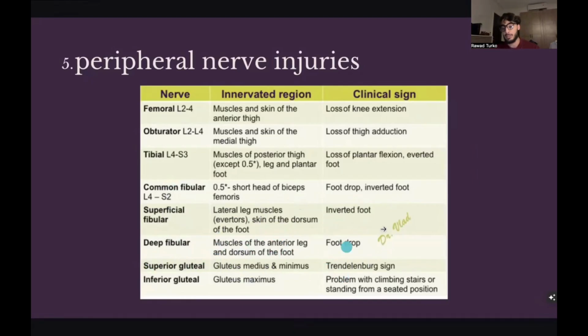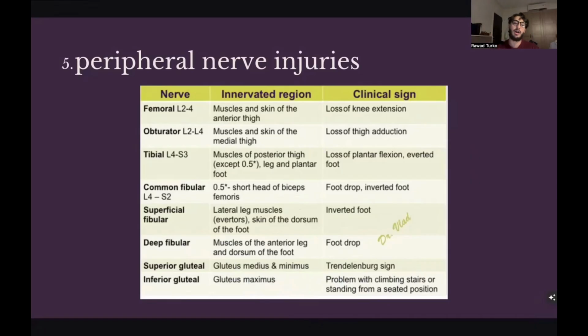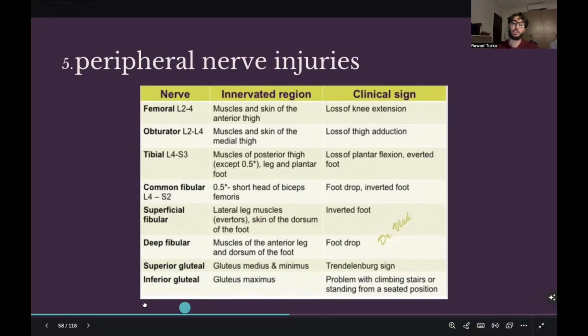All right, superior gluteal nerve is responsible for the gluteus medius and minimus. So you're going to have the Trendelenburg sign, which means when you're walking, the hip is going to sway to the opposite direction. That's the Trendelenburg sign. And the inferior gluteal nerve, which innervates the gluteus maximus, causes problems with climbing stairs or standing from a seated position. This is the buzzword.